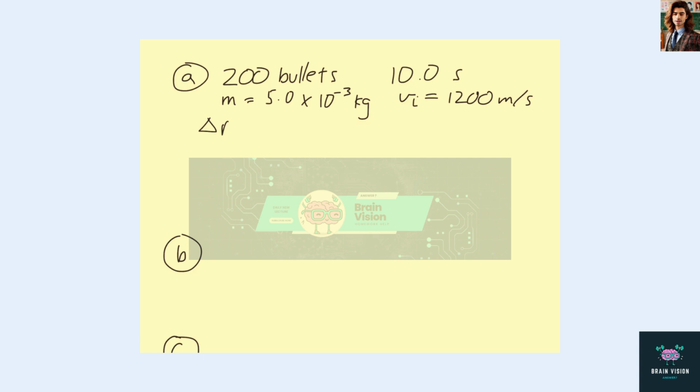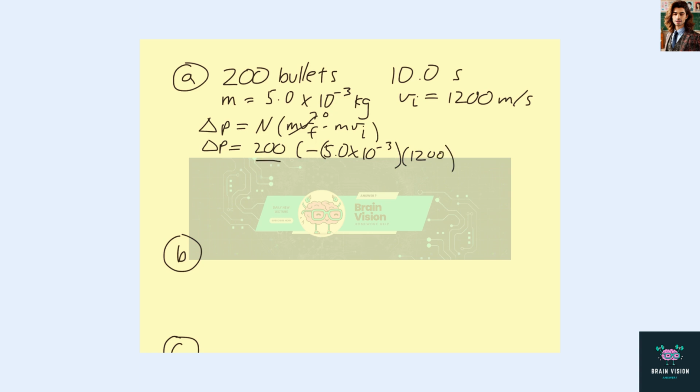The average change in momentum, delta P, is equal to the number of bullets times mv final minus mv initial, and we know that the final velocity is 0, right, because it collides into a wall. So our average change in momentum is just 200 bullets times negative the mass, which is 5.0 times 10 to the negative 3, times the initial velocity, 1,200 meters per second.